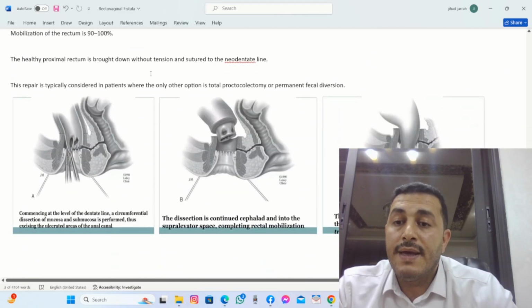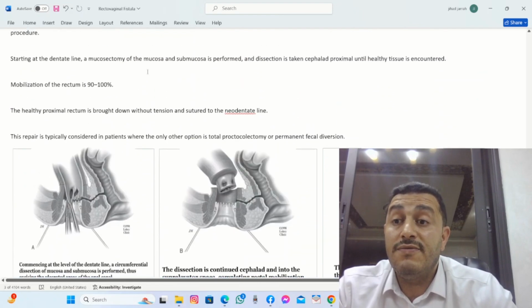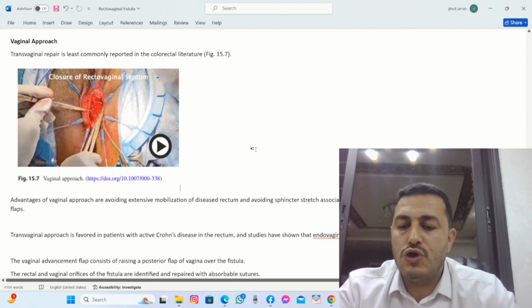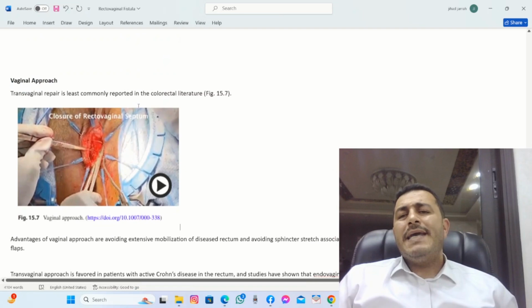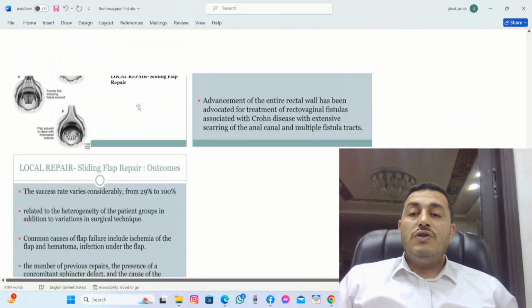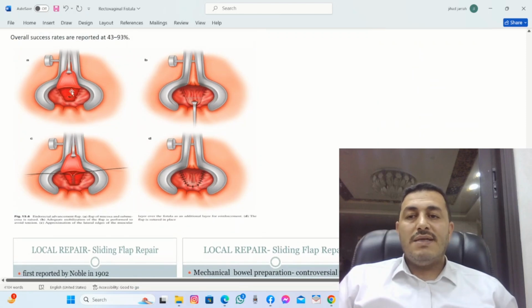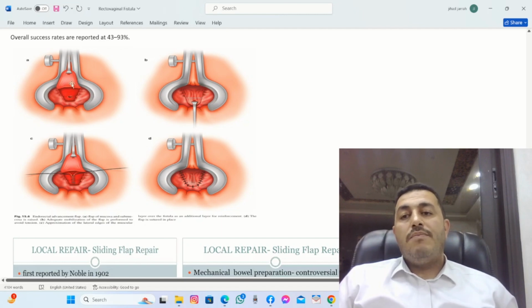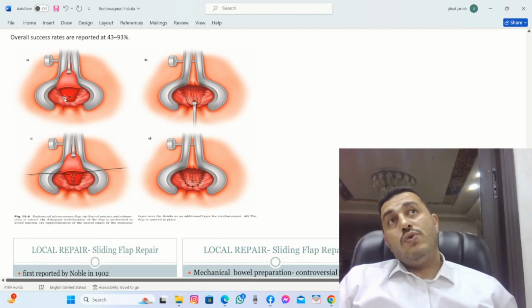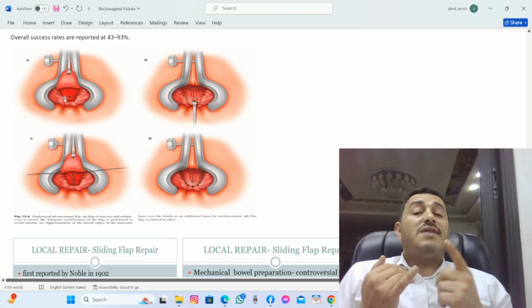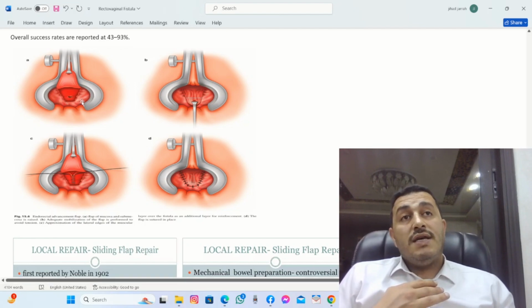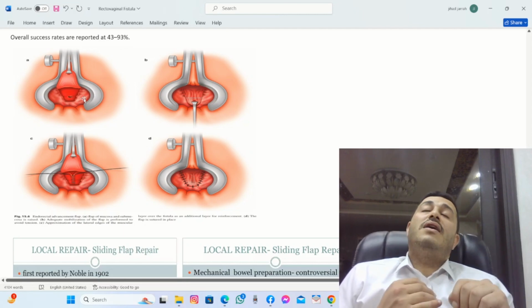If we go to this, the rectal sleeve advancement, we move to the transvaginal approach, or vaginal approach. Technically, the transvaginal approach is similar to the endorectal or transrectal advancement. It's a flap. We identify the fistula, we close it, and we bring a flap, but we are working from the vaginal side. One advantage is that it avoids the stretching of the sphincter that you see in the transanal or transrectal approach.